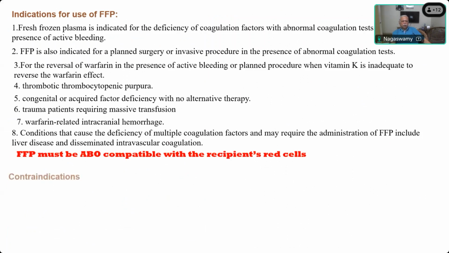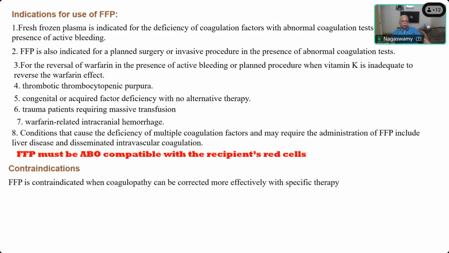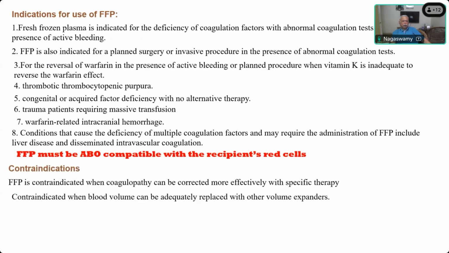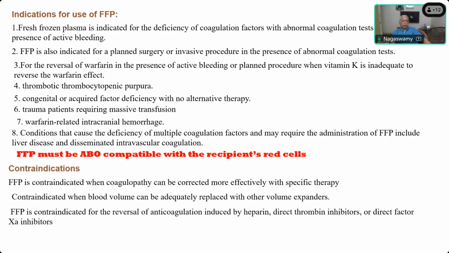This is very important. What are the contraindications for usage of FFP? Contraindicated when coagulopathy can be corrected more effectively with a specific therapy. Contraindicated when blood volume can be adequately replaced with other volume expanders. This is the point I have been telling you again and again. And FFP is contraindicated for reversal of anticoagulation induced by heparin or direct thrombin inhibitors or direct factor 10A inhibitors.